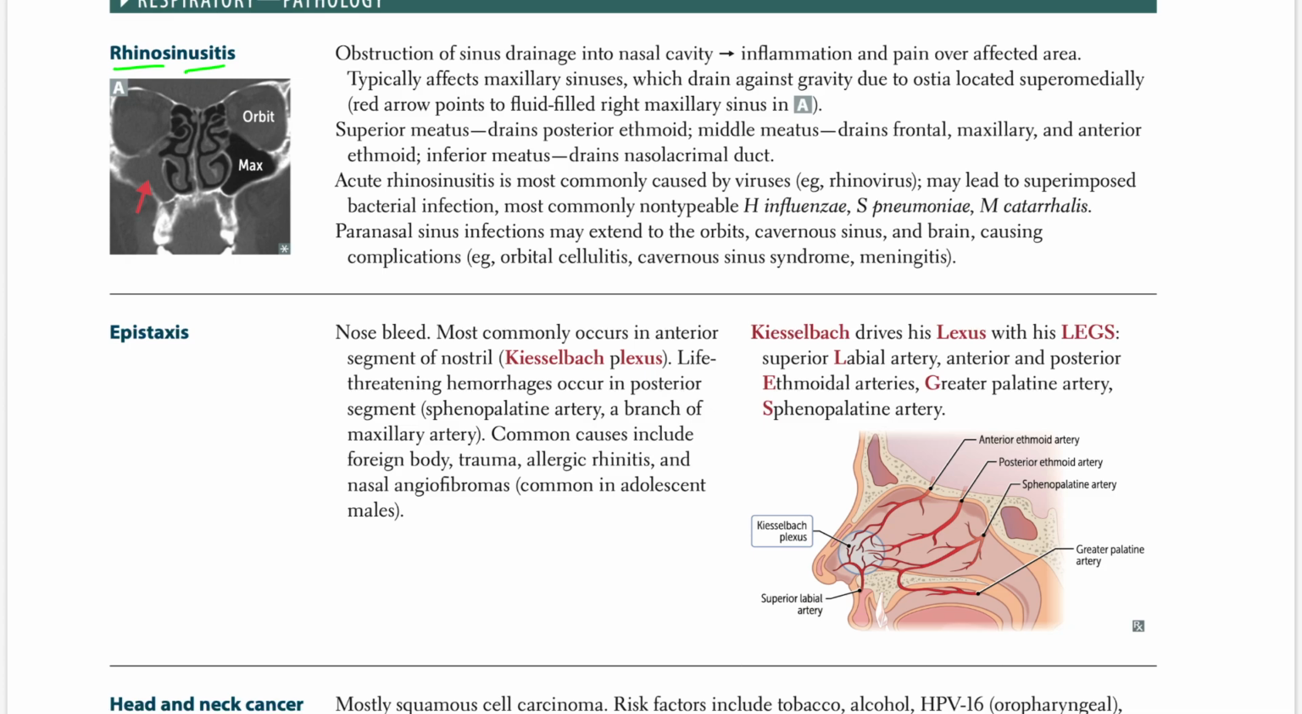Right, and it typically affects the maxillary sinuses. Maxillary sinuses are right here, and you can see this one, the red one, which is not drained, which is full of mucus. So we drain against gravity due to ostia located superior medially. Red arrows point to the fluid-filled right maxillary sinus.